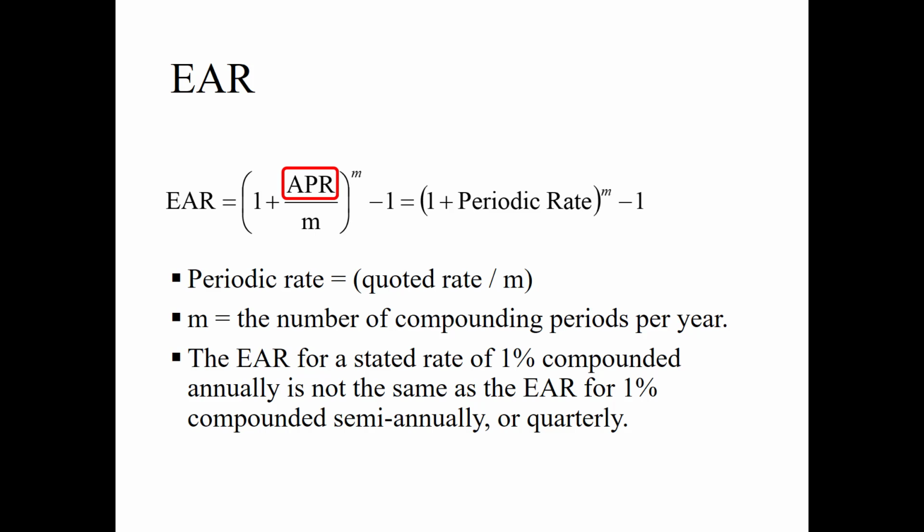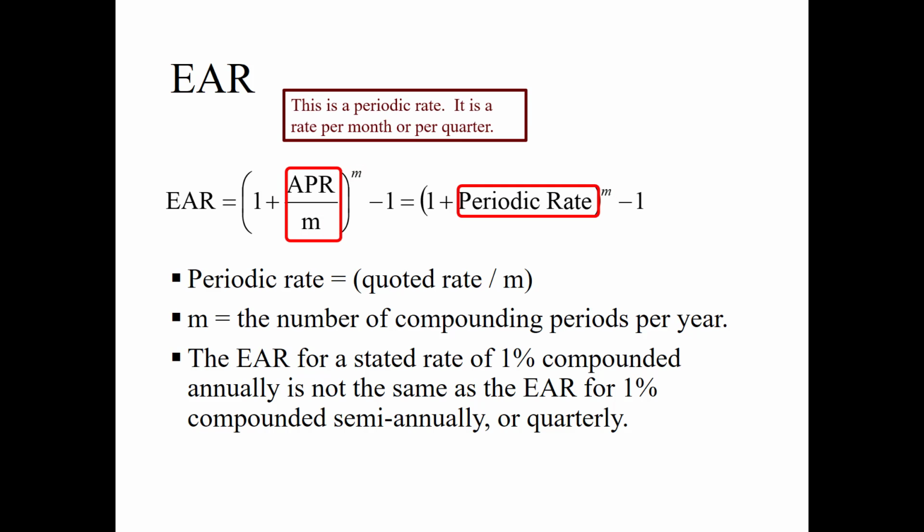Our APR is going to be our annual percentage rate. Our m is the number of compounding periods per year. So for example, if we earned or paid interest on a monthly basis, m would be equal to 12. If it were daily, it would be 365. And you'll notice that our APR divided by m is going to be equal to our periodic rate.